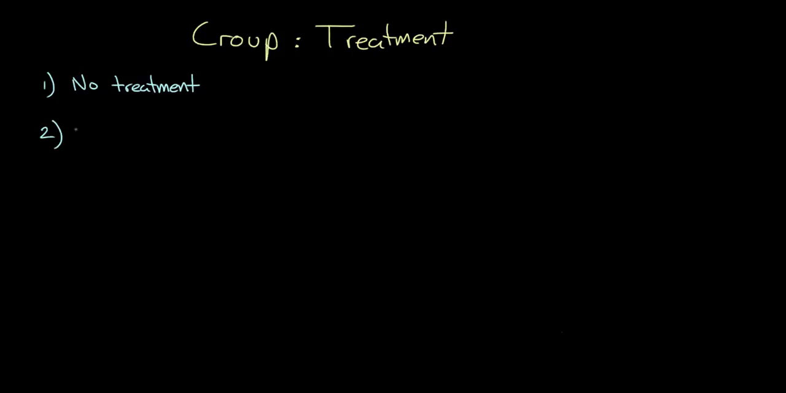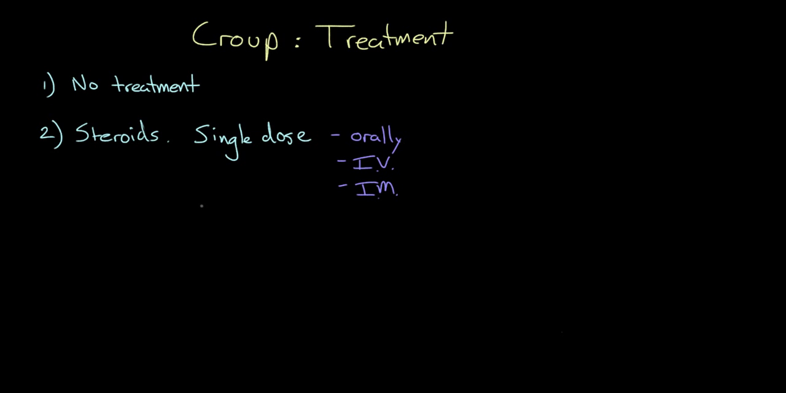Every child that comes to the emergency room that has significant croup ought to be given a dose of steroids. This is by far the most common thing that's done for children with croup. It's a single dose, and it can be given orally, by IV, directly into the veins, or intramuscularly. Most commonly, a long-acting agent is given, something that lasts about 36 hours or so. That oftentimes will get the patients over the hump.